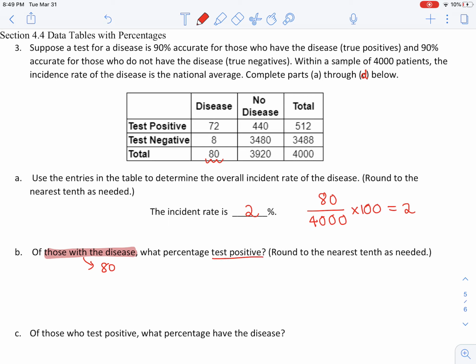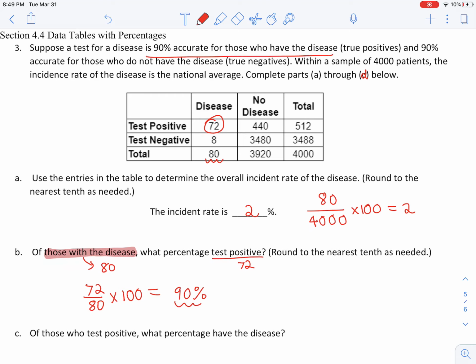And out of those 80 people, what percentage test positive? Out of those 80 people, 72% got the result saying that they have the disease. So the percentage will be 72 divided by 80 times 100. Let's round this to the nearest tenth. 72 divided by 80 times 100 is, now that's good, 90% exactly.